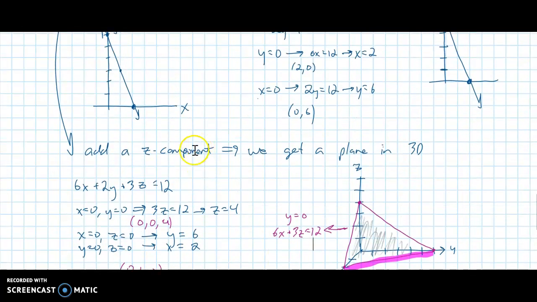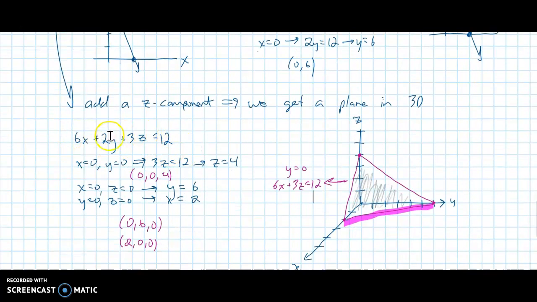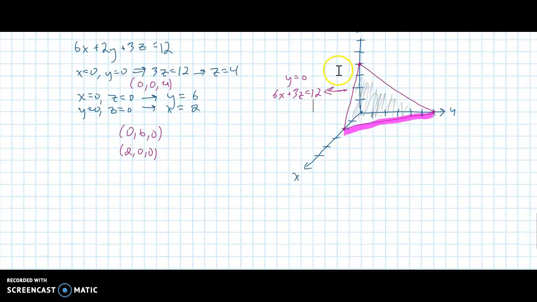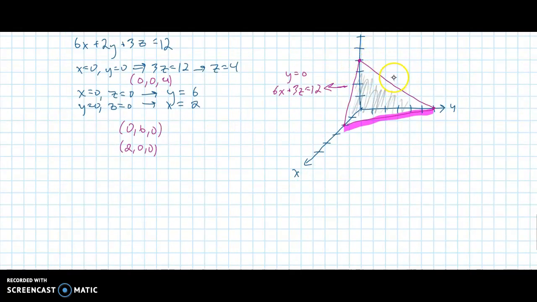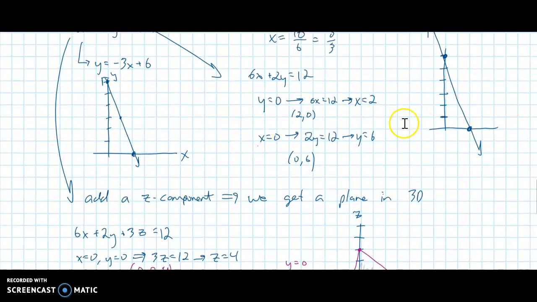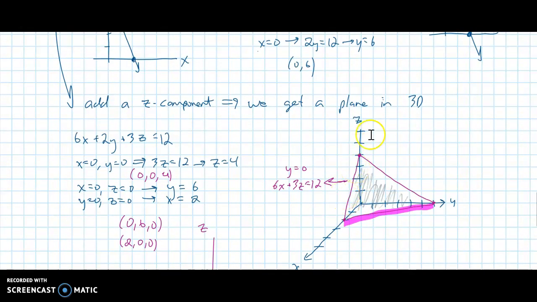Where does that come from? It comes from this equation right here and making y equal to 0: 6x plus 3z is 12. And if I were to graph in the xz plane like this, xz, then I could graph this line in the same way that I graph a line in 2 dimensions, and it would be equivalent to that line right here.